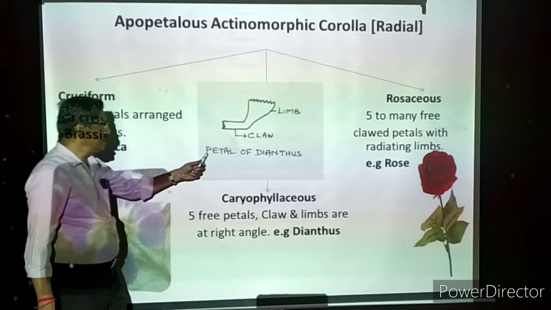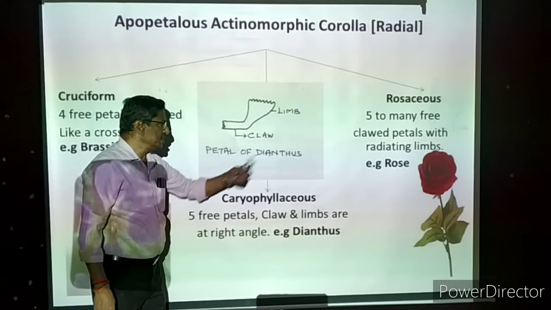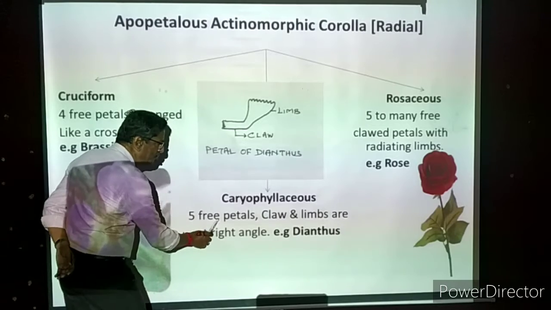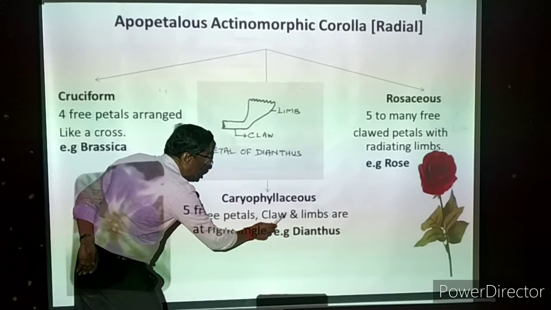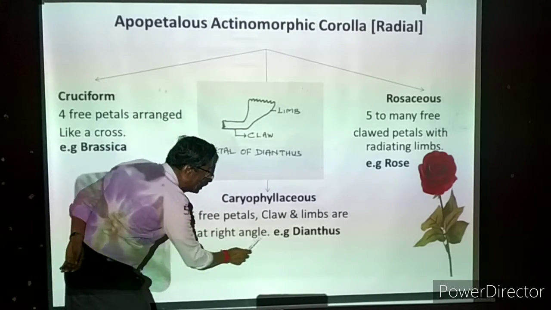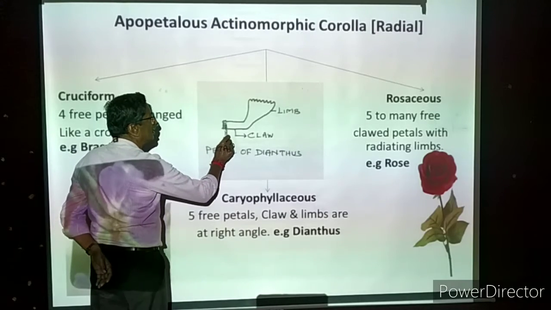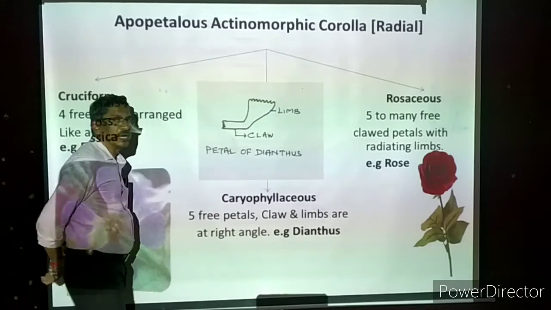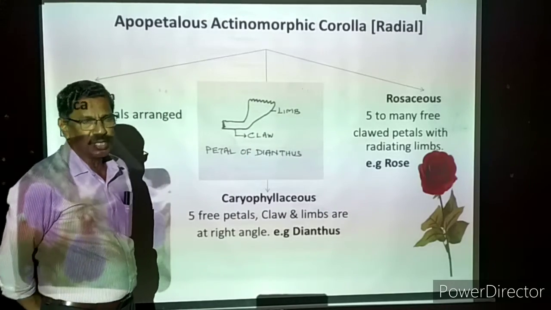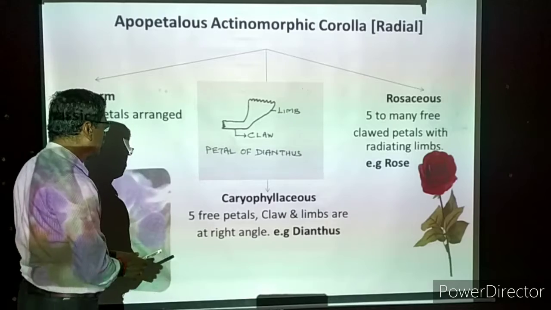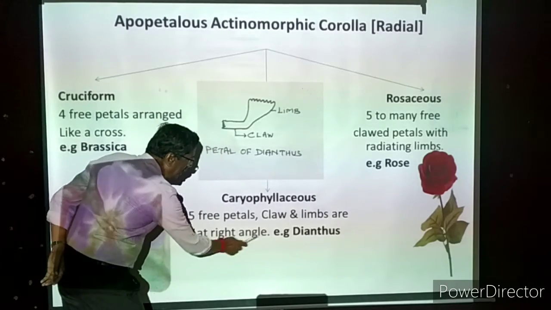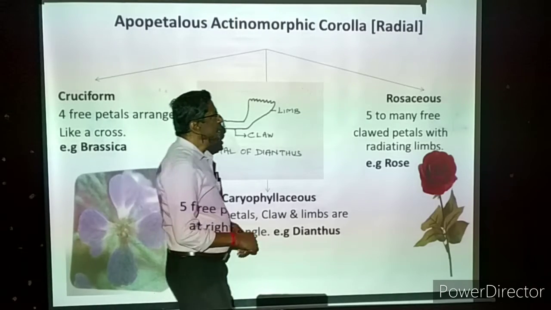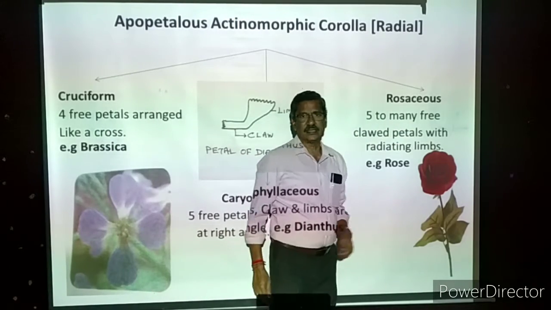Okay, petal of dianthus. Now here you can see what actually we have to see. The 5 free petals are there. The claw and the limbs are at right angle. Now they are folded. The claw is horizontal, the limb is vertical, both more or less at right angle to each other. It is folded like this. That is called at right angle. They are arranged at right angle. Example, dianthus.